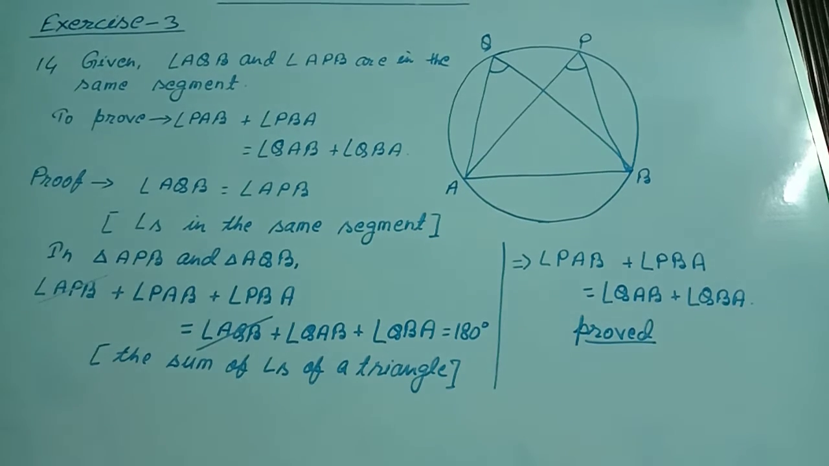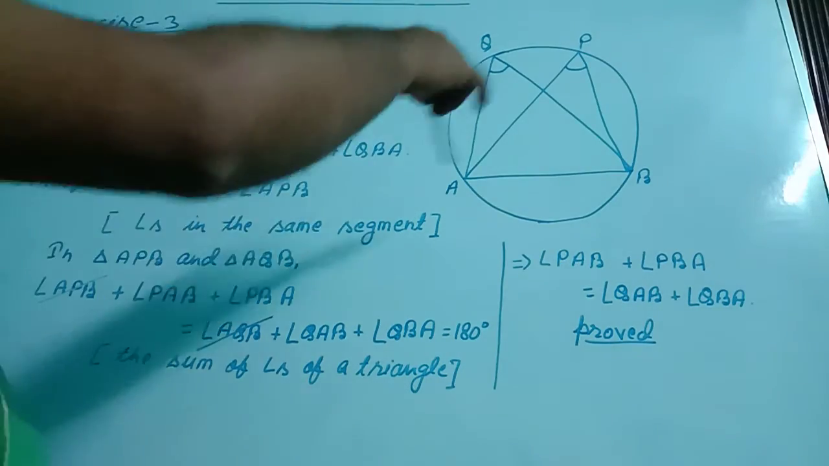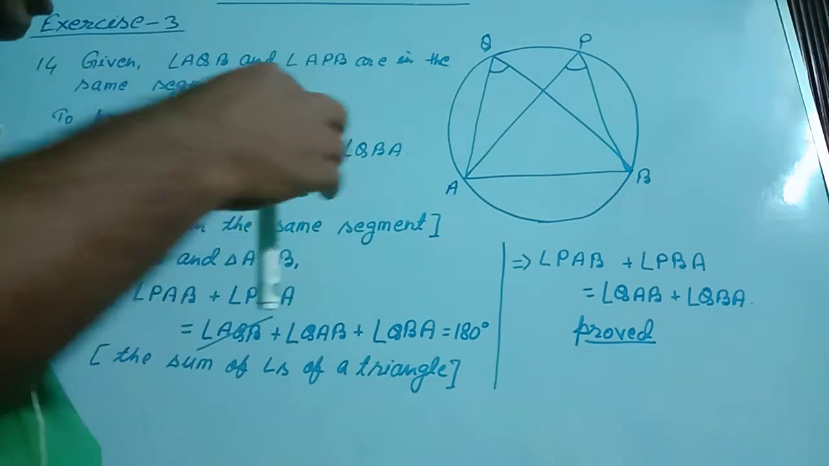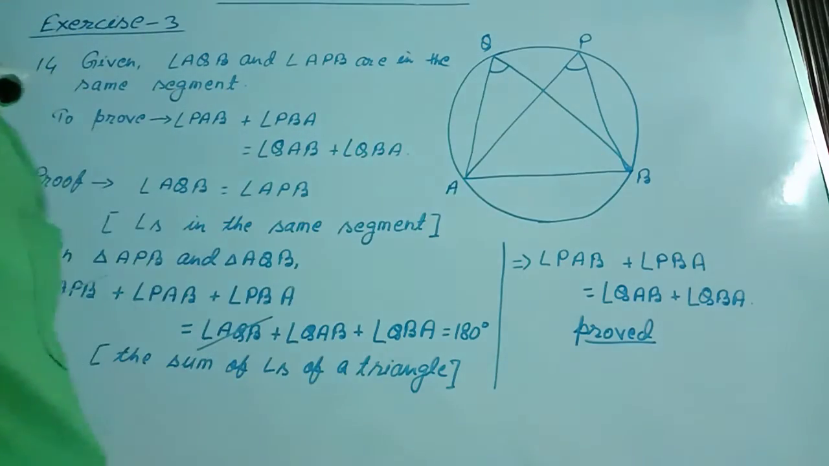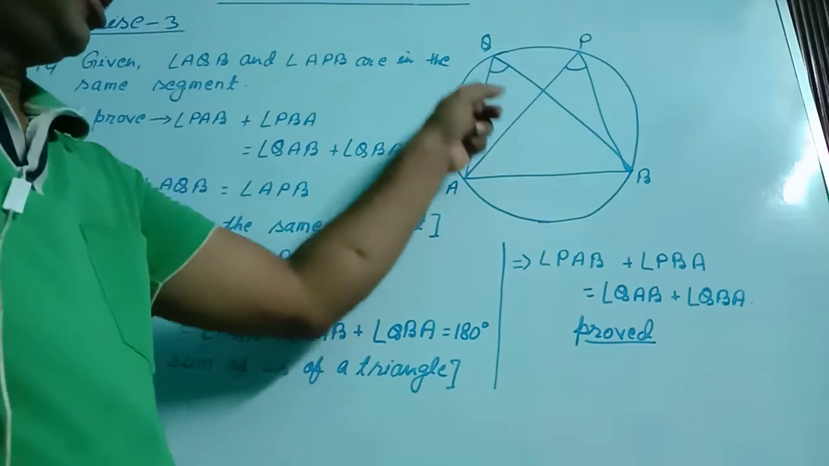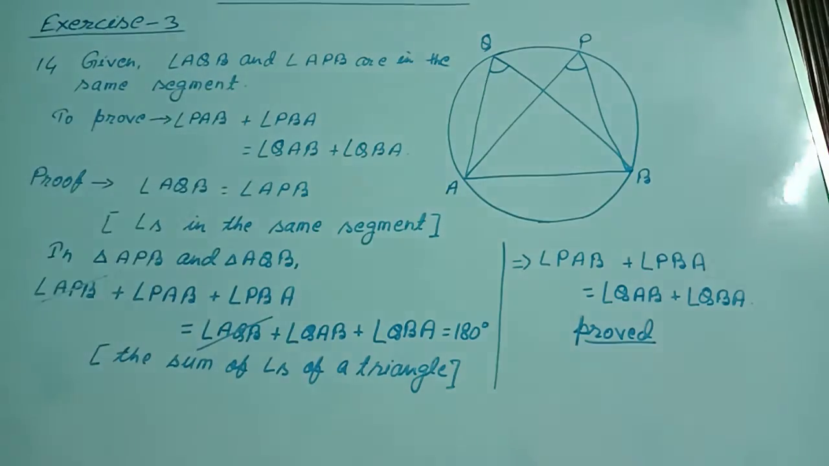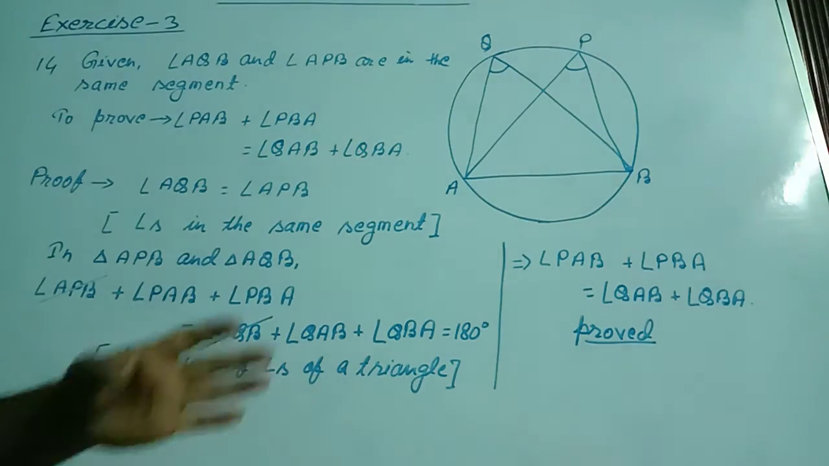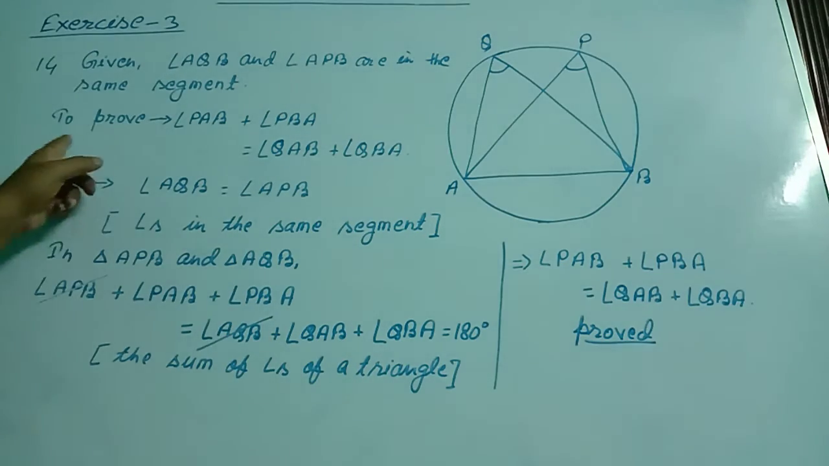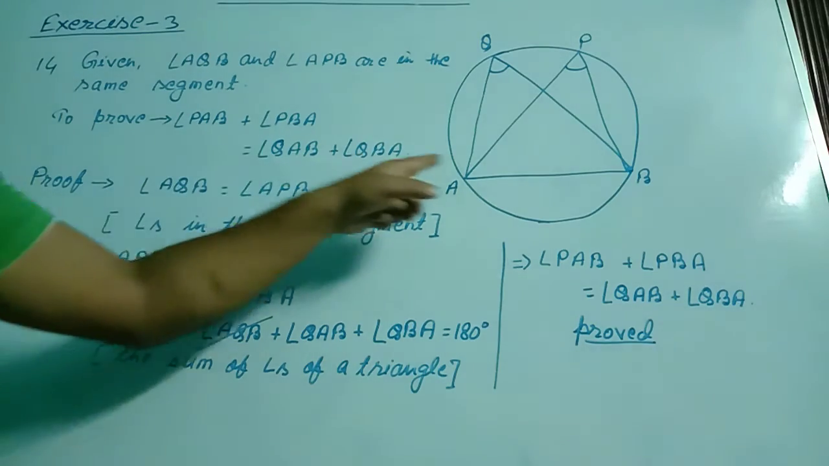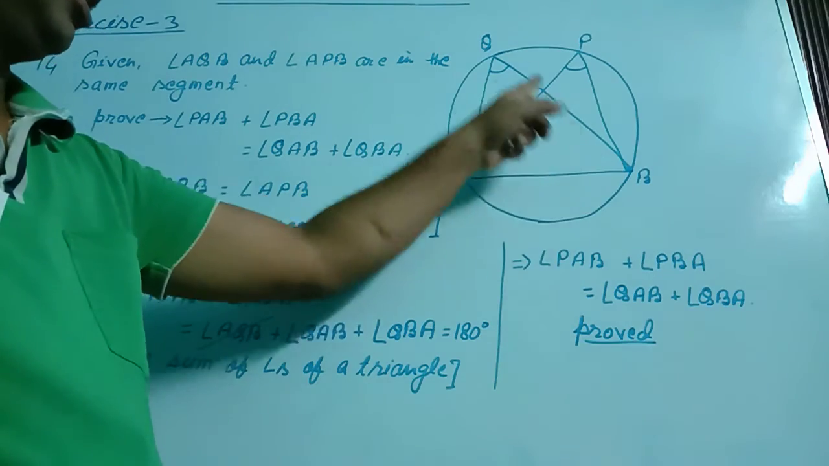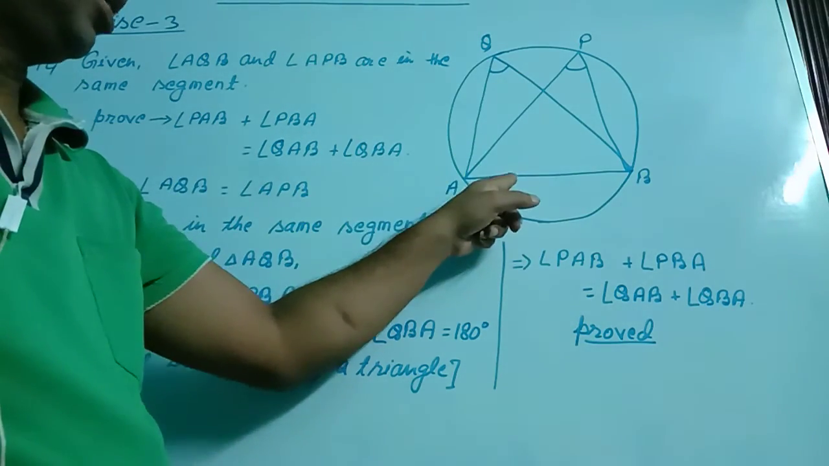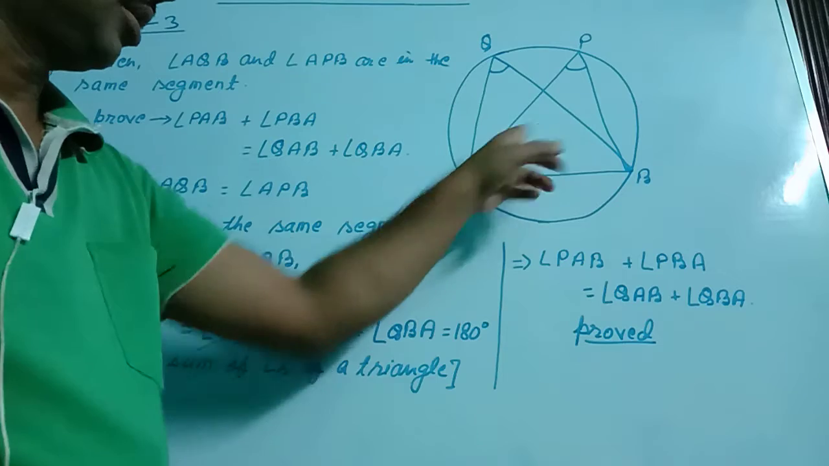Question number 14. This figure is given, and in this figure two triangles are inscribed. Those triangles are APB and AQB. And these two angles APB and AQB are in the same segment as it is given in the figure, and it is written in the question also. We are asked to prove angle PAB plus angle PBA equal to angle QAB plus angle QBA.